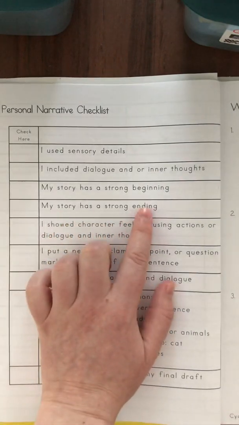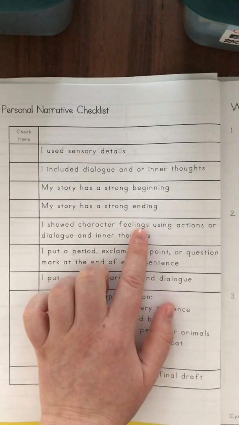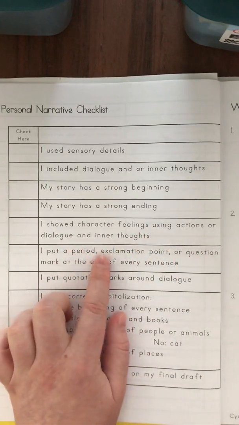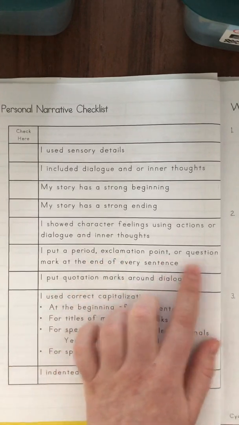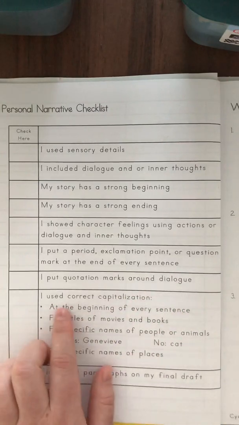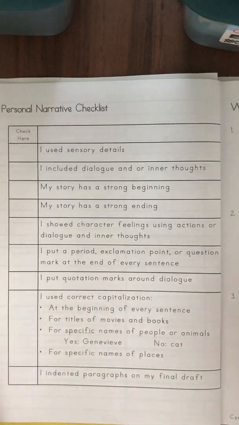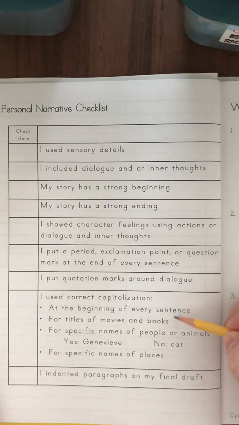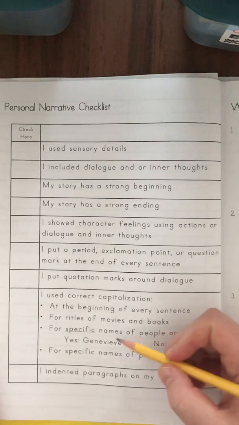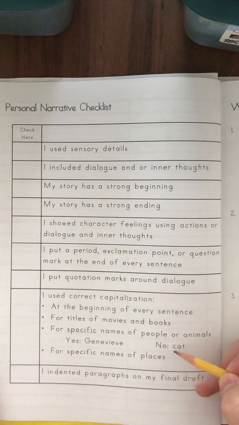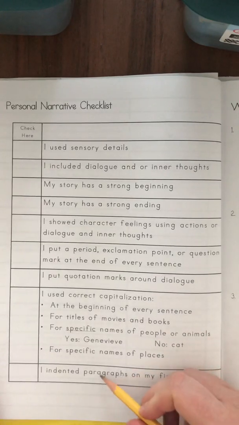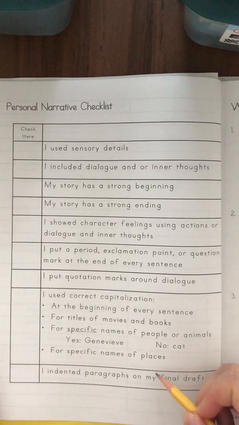My story has a strong beginning. My story has a strong ending. I showed character feelings using actions or dialogue and inner thoughts. I put a period, exclamation point, or question mark at the end of every sentence. I put quotation marks around dialogue. I used correct capitalization at the beginning of every sentence, for titles of movies and books, for specific names of people or animals. So my cat's name is Genevieve, so I would capitalize Genevieve, but not the word cat. And for the specific names of places. And then also I indented paragraphs on my final draft.